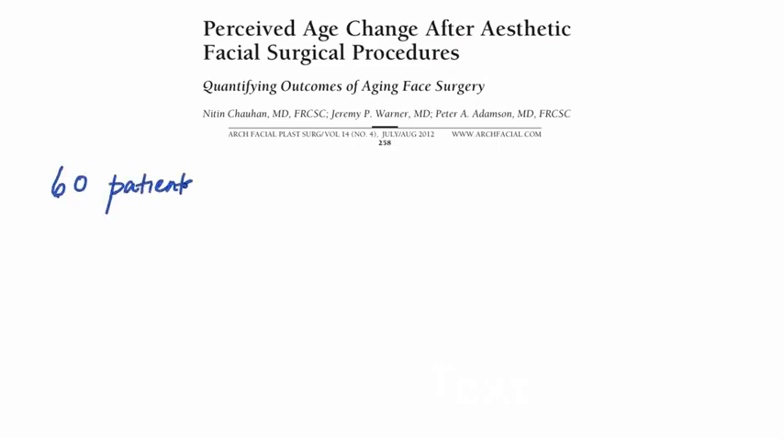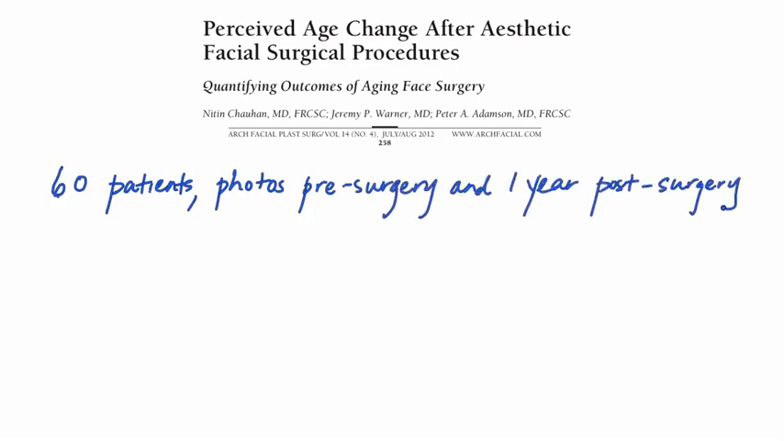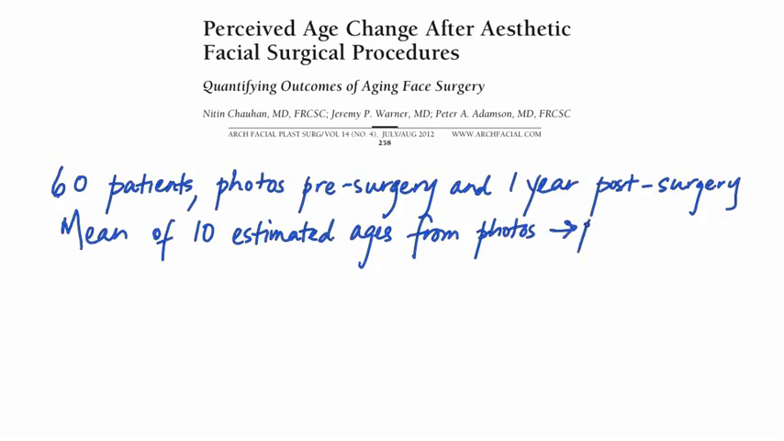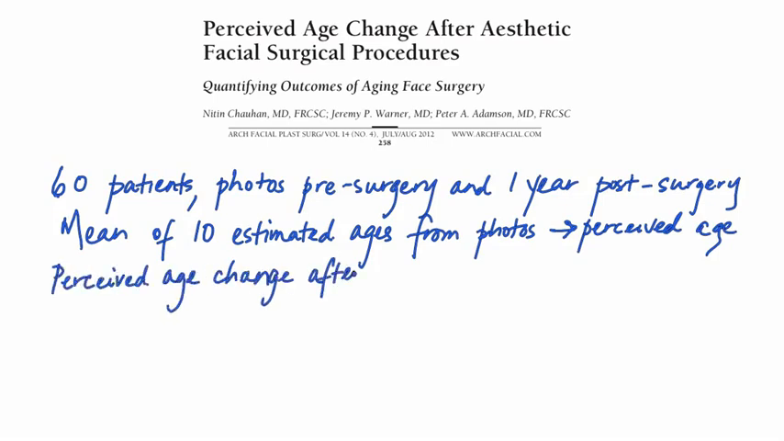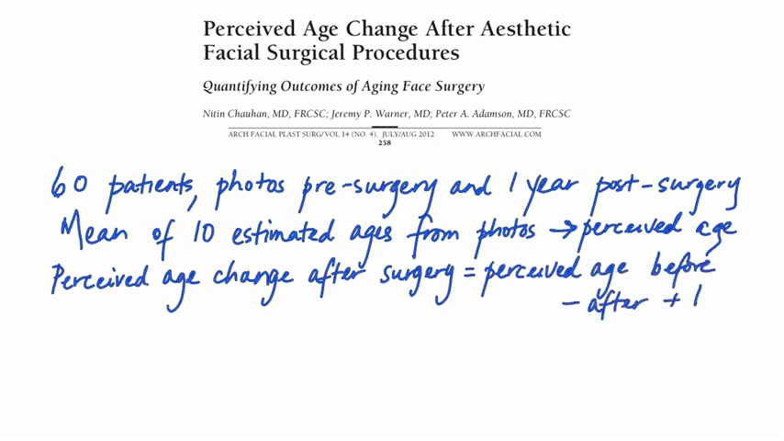So they took photos of 60 patients just before their surgery and again 1 year later. Then for each photo, they asked 10 people to estimate the age of the person in the photo, and they averaged the 10 estimates together for a measure of the perceived age. How much younger a person looks post-surgery could then be measured as the difference in the perceived age for their before versus after photo, adjusted for the year that passed between when the photos were taken.